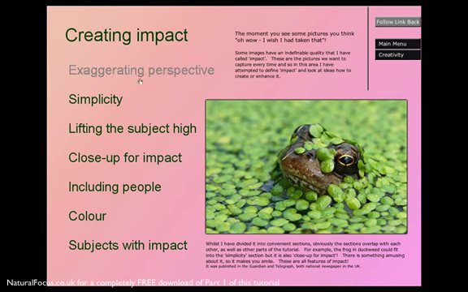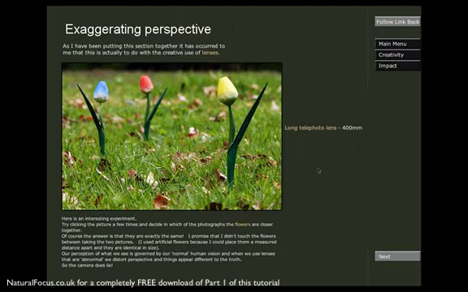So if we go to exaggerating perspective, here we can see that I've taken 3 artificial flowers out into the field. And of course, because they're artificial flowers, I could plant them exactly where I wanted to. And so there I placed the flowers in the field. Now, how far apart do you think they might be? Try to assess that in your mind. Think how far apart they might be. Because I have taken that photograph using a long telephoto lens.